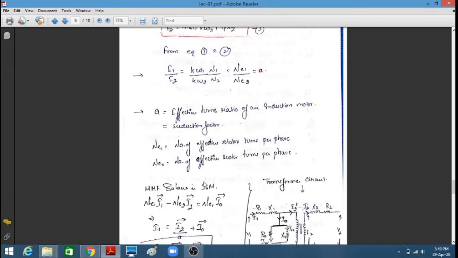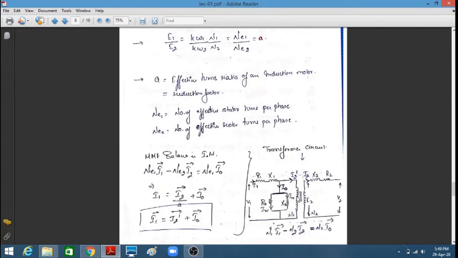Now the MMF balance in induction motor. First of all, the transformer equivalent circuit, which we have studied in the previous lectures on electrical machines. This is the exact equivalent circuit of the transformer, and this is the MMF balance equation: N1 I1 minus N2 I2 is equal to N1 I0. At standstill, the equation becomes the same, with I2 by A. Here, instead of N1 and N2, the quantities change to Ne1 and Ne2.